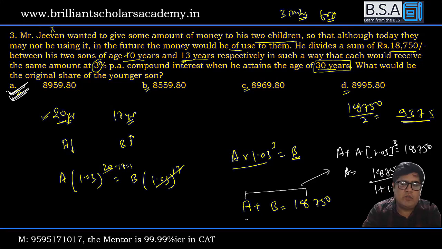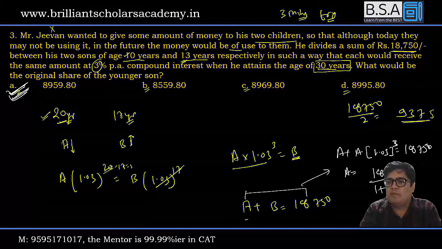You can do this also. You can assume one of the values as x and the second value as 18750 minus x. Works perfectly. Confirmations on this?